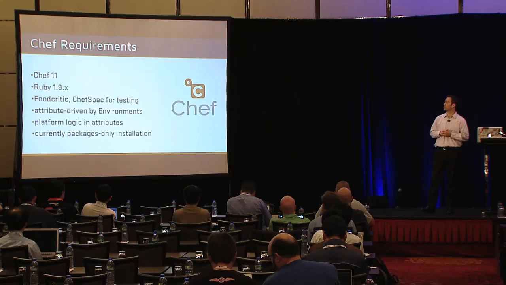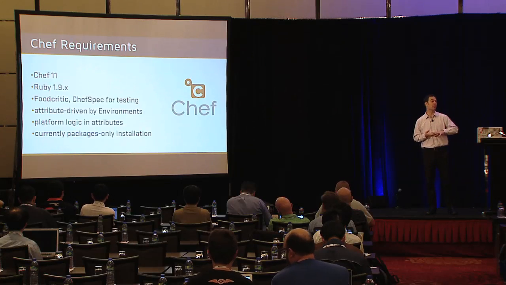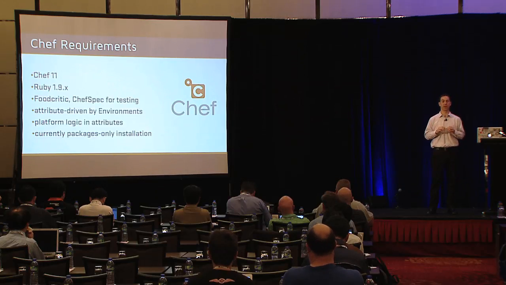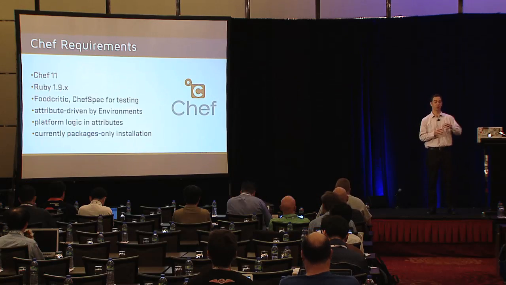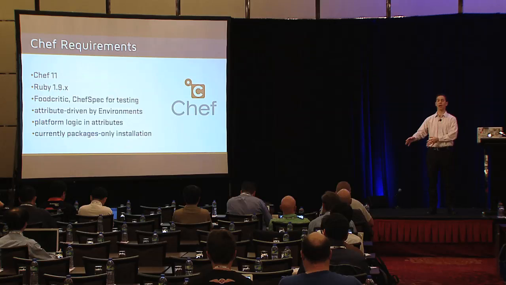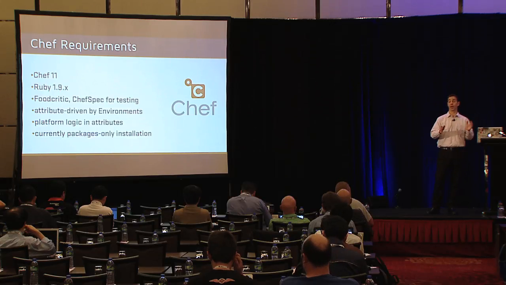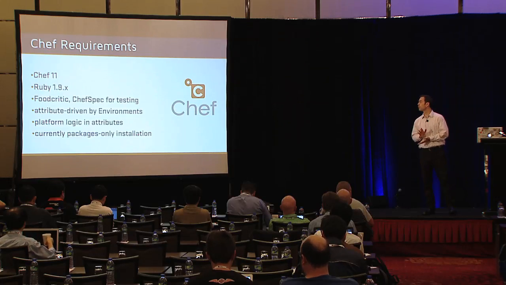We keep the platform logic in our attribute files. This means inside of our recipes, there are no case statements that say if we're on Red Hat, do this; if we're on SUSE, do this; if we're on Debian, do that. We put that in the attributes files to hide it away and make the cookbooks a little simpler.